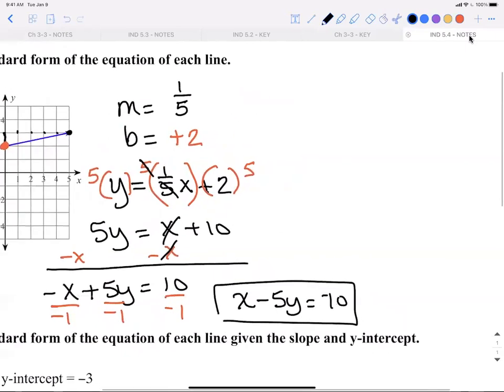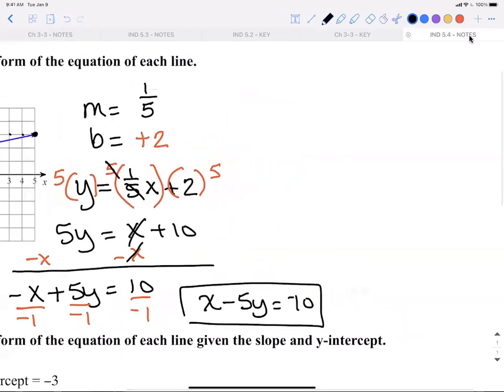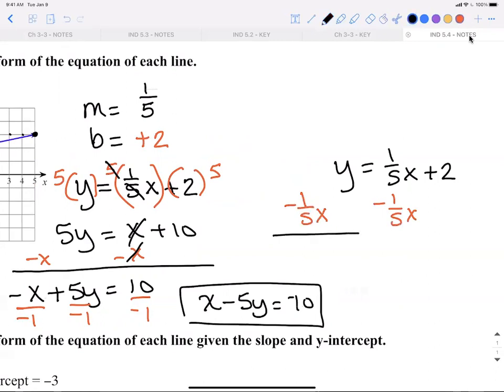There's another way you can do it, so I'm going to go back to this step right here. Y equals 1/5 X plus 2. If I'm here and I want to move my X first, that's fine. It's a positive 1/5 X. So I'm going to go minus 1/5 X and minus 1/5 X on the other side. Okay. And when I do that, that whole term goes away, X's and all, and I'm left with negative 1/5 X plus Y equals 2.